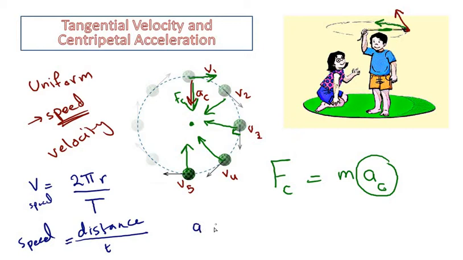Now the acceleration is equal to v squared, the velocity that we calculate using this formula, over r, and r is the radius of the circular path. While the radius is in meters, the time is in seconds. The velocity is in meters per second, and the acceleration is in meters per second squared.